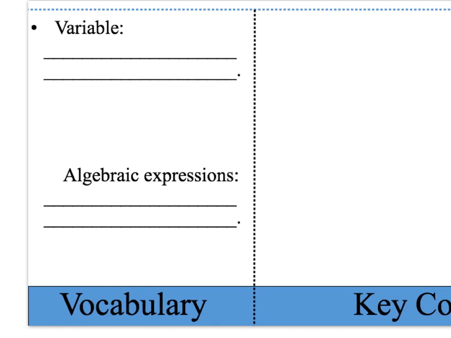The first word is called variable. A variable is a letter that can represent any number. So for example, x is a variable. It could mean any number in the world.